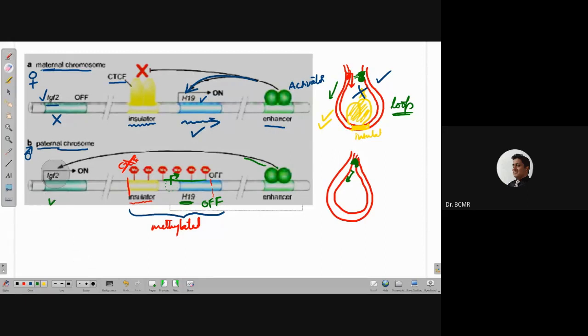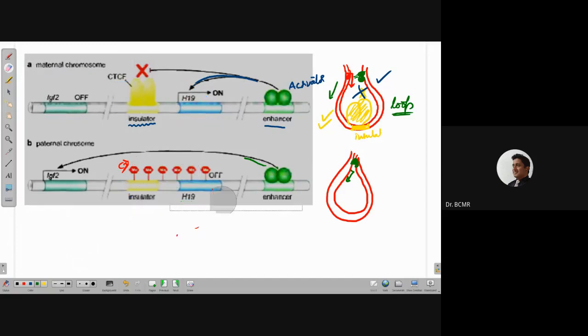What are the three things that I said for genomic imprinting? First thing, it is an epigenetic mechanism, right? Why is it an epigenetic mechanism? Because it is involving methylation. DNA methylation is a type of epigenetic regulation. Second part is, I said it is about monoallelic expression.